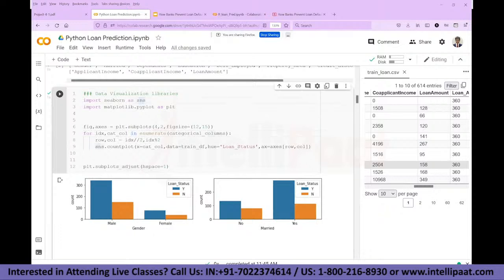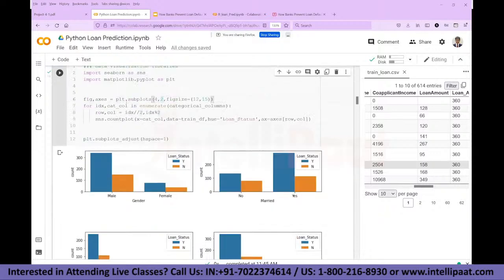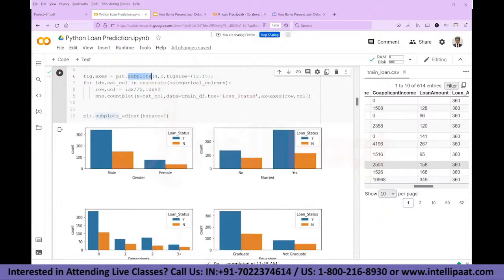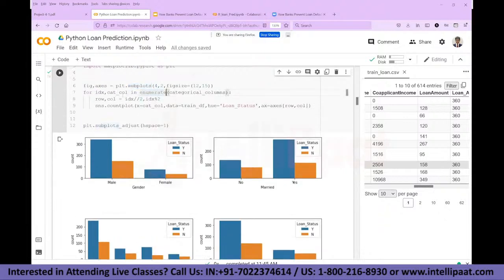There are certain data visualization libraries like Seaborn and Matplotlib that I can use. Seaborn is one of the libraries, which I'm renaming as SNS. Matplotlib.pyplot is another library, renamed as PLT. Then, using PLT or SNS, I can use certain modules inside these libraries to plot this, right? So I use plt.subplots 4,2 with figure size 12,15, right?